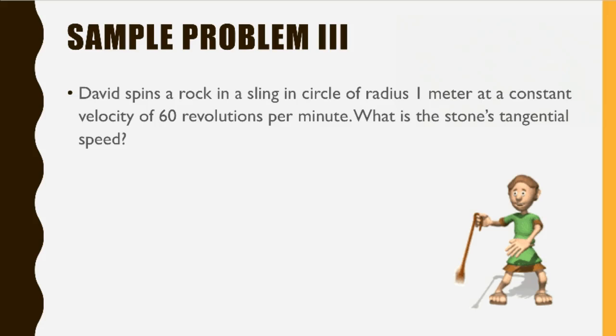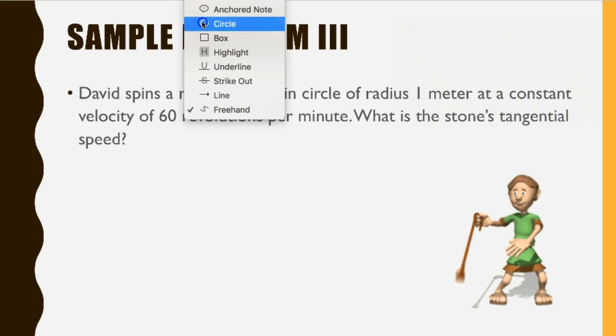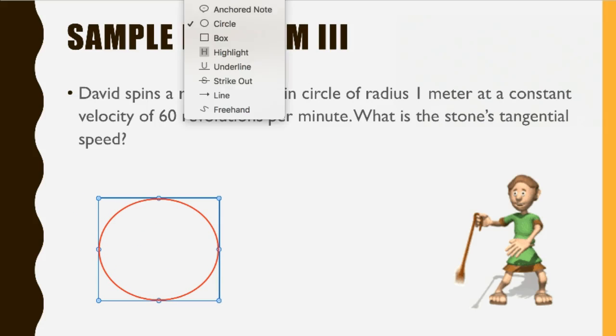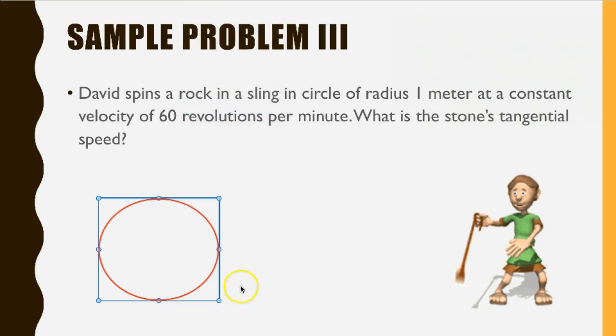So for instance, here I have David spinning a rock at a constant velocity of 60 revolutions per minute. What is the stone's tangential speed? This one doesn't actually use those formulas, and I'm not sure why it's in there. But here we have David spinning this rock. Here's his rock going around in a circle. If you think about that rock being right here, what is its tangential speed? How fast is it going right here?